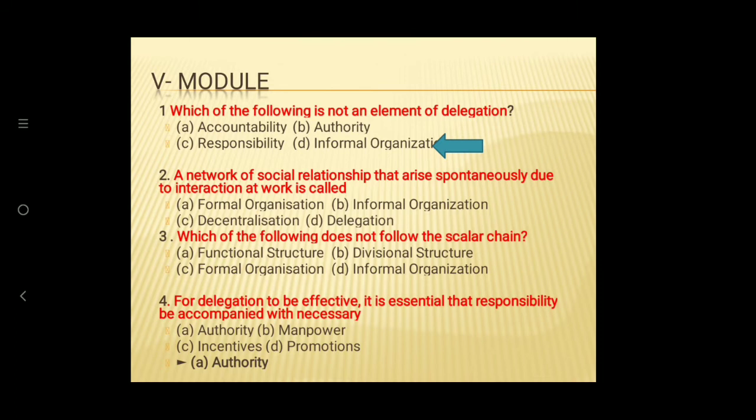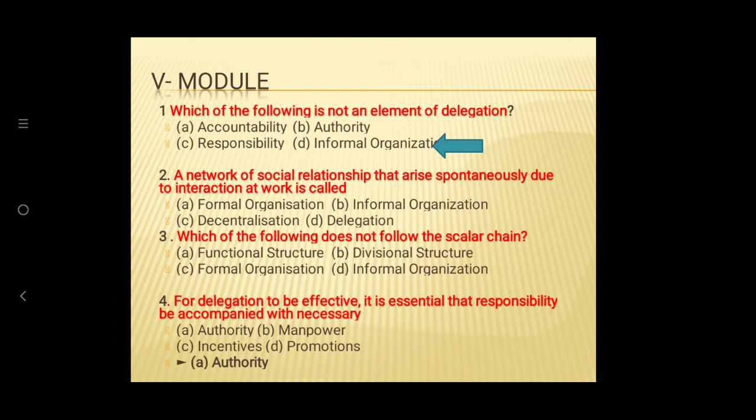Second question, a network of social relationship that arises spontaneously due to interaction at work is called formal organization, informal organization, decentralization, or delegation. Actually, the network of social relationship that arises spontaneously due to interaction at work is called informal organization. Dear students, this statement is very useful to you all to write answers to the 1 mark question on informal organization. If you get informal organization as a question under section A, you can mention this as the answer.